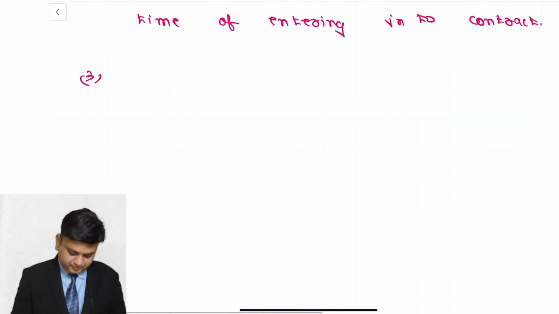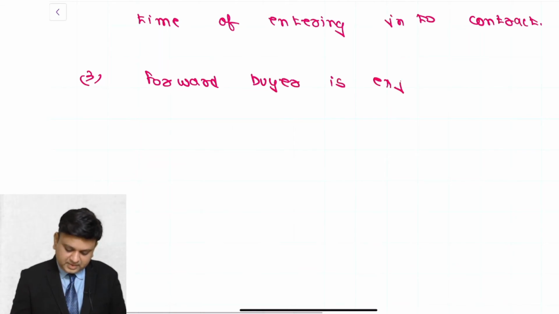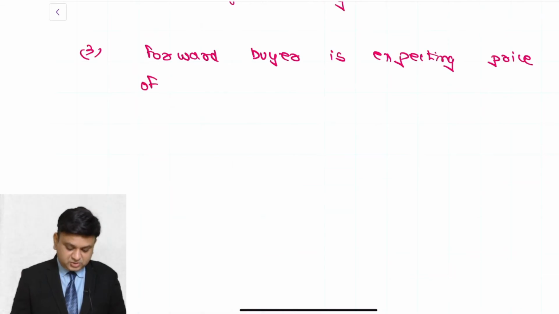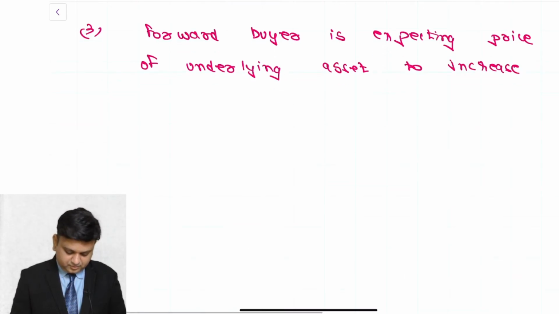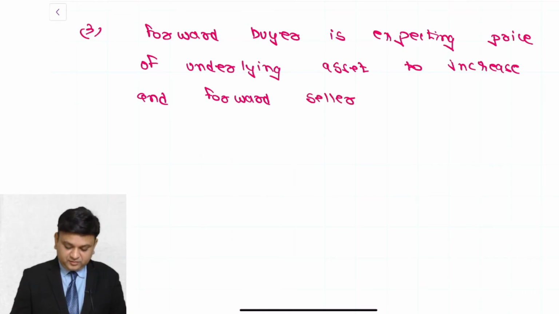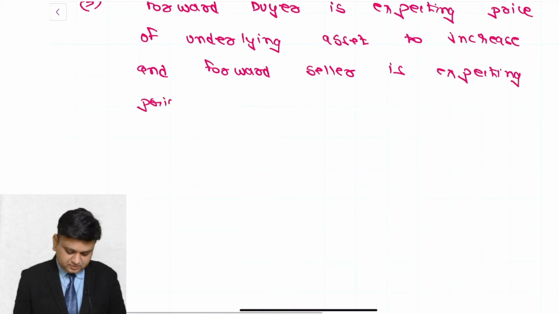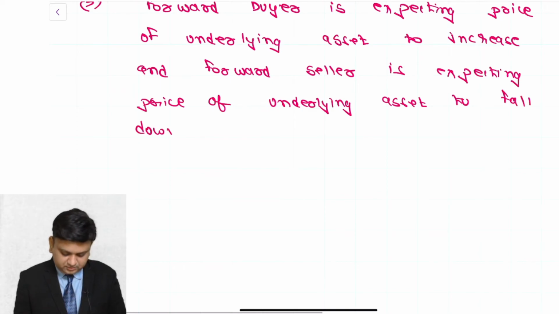Third point, forward buyer is expecting price of underlying asset to increase and forward seller is expecting price of underlying asset to fall down.